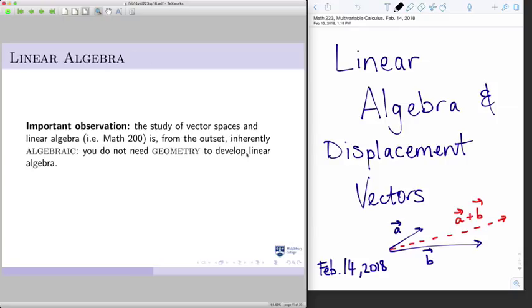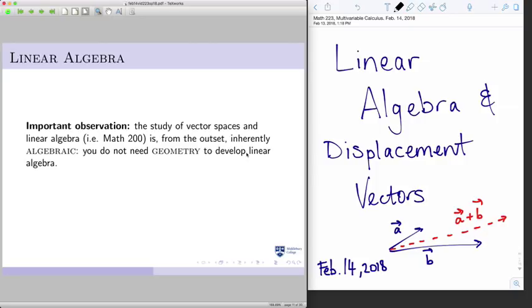So one thing that you may not have noticed, but which is important to observe, is that the study of vector spaces and linear algebra, i.e. everything you saw in Math 200, can be developed in a completely algebraic way, which is perhaps not too surprising considering it's a course in algebra. What I mean is that you don't need any geometry to develop linear algebra.